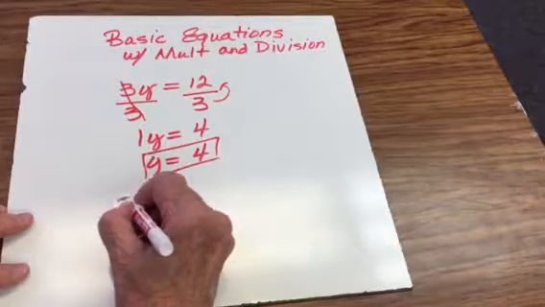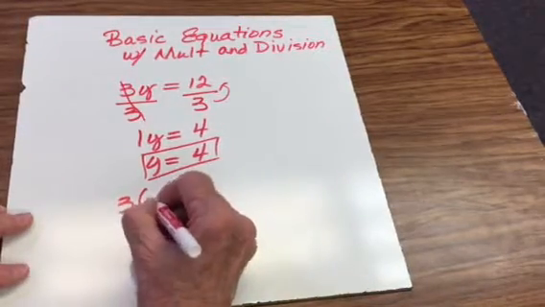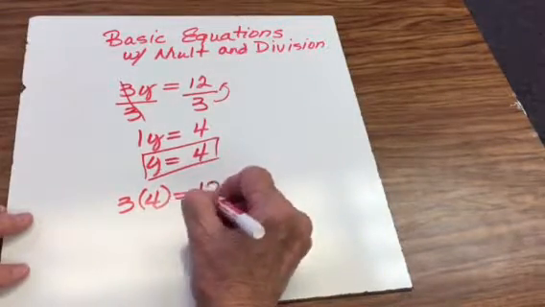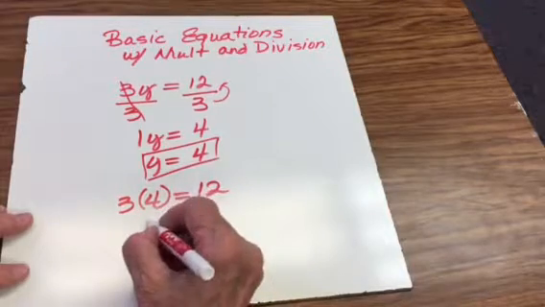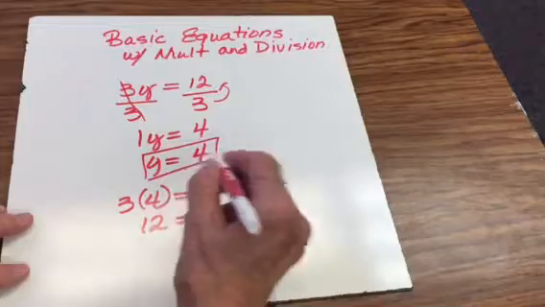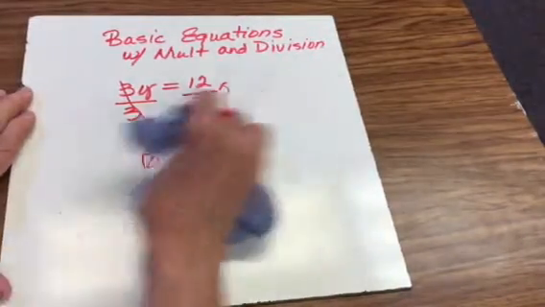If I go back to the original equation, 3 times 4 is 12. Well, what is 3 times 4? Oh, it's 12. 12 equals 12, so I know my answer is right. Let's do another one.